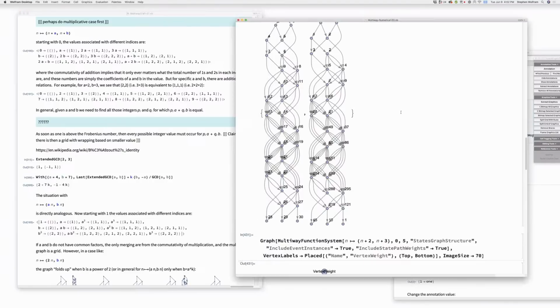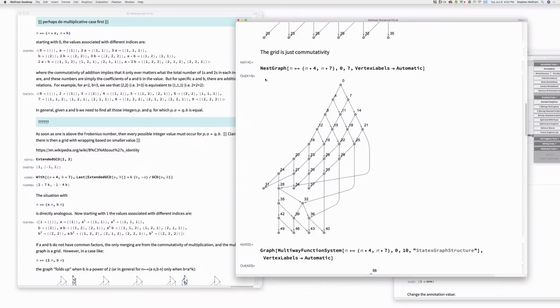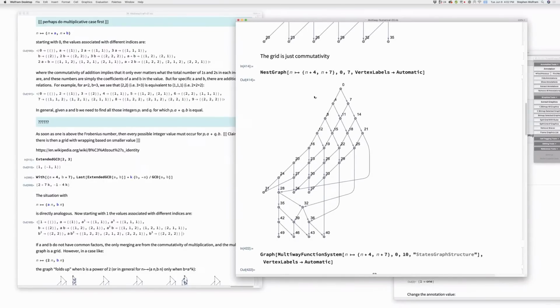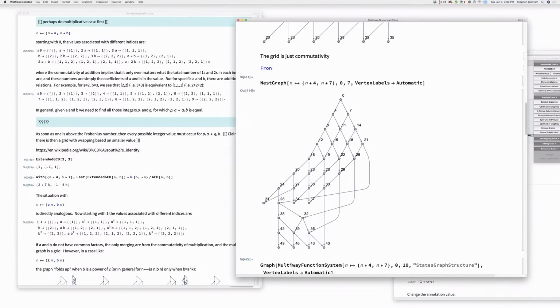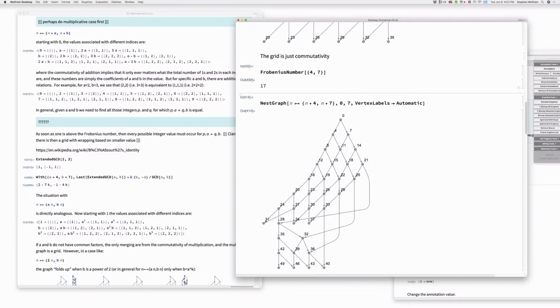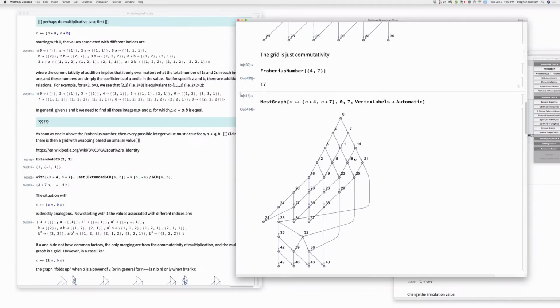Okay, so what you're saying is, if I look here, that's 4 and 7. And the Frobenius number for this is 17, is that correct? Correct. Okay, so you say above 17. Where does 17 appear? It doesn't. Oh yeah, it doesn't appear, right. So above 17, 18 is the first thing that appears there.